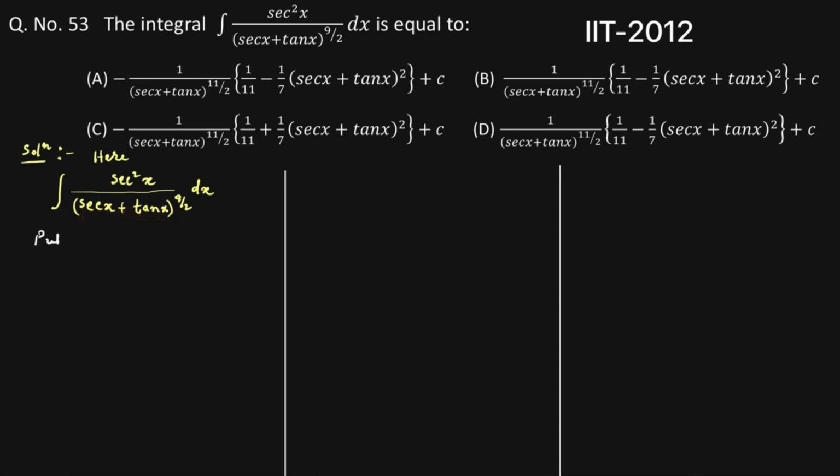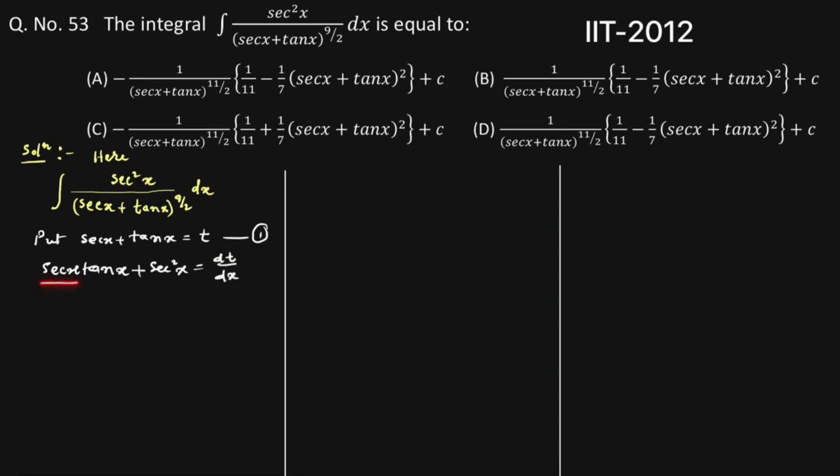Put sec x plus tan x, which is equal to t, and we take this to be equation number 1. If you differentiate both sides with respect to x, then we will get sec x tan x plus sec square x equal to dt by dx.